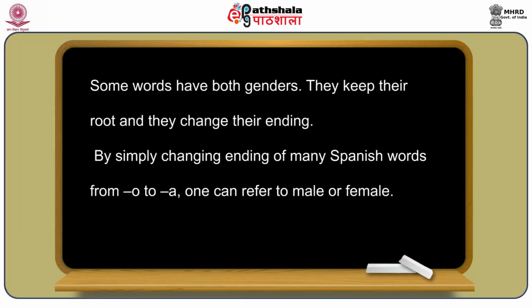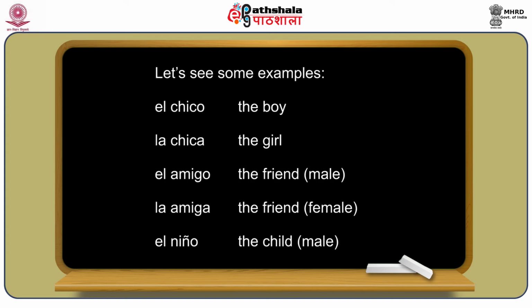Now, some words have both genders. They keep their root and they change their ending. By simply changing the ending of many Spanish words from o to a, one can refer to male or female. For example, if I say chico, it means boy. But if I say chica, it will mean girl. So el chico or la chica. Same way, if I say amigo, it means a male friend. But if I say amiga, it will be a female friend.